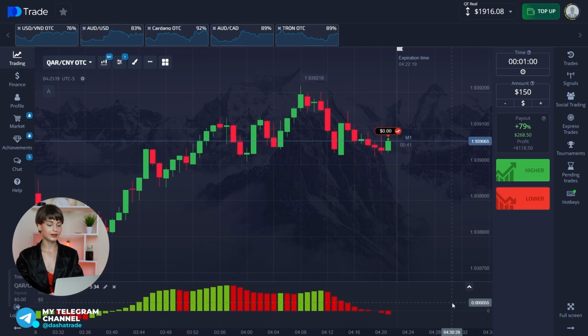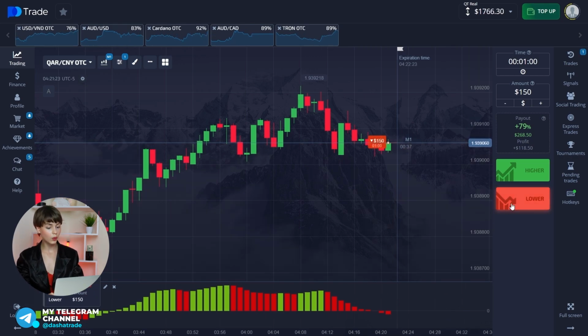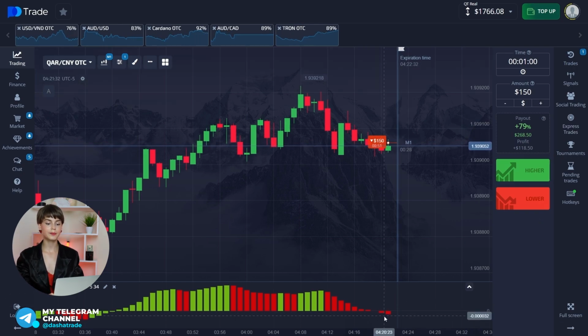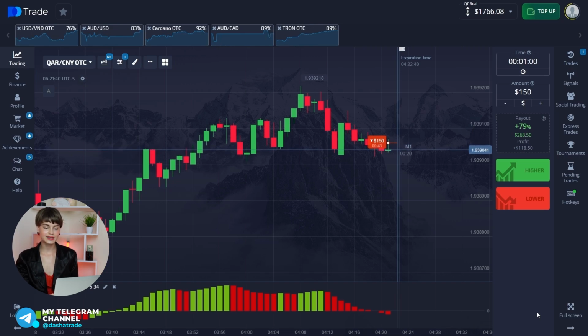Okay, guys, and look, we've got a losing deal, but it's fine. We can enter with lower, and we could even do x2. So enter with $300. There is a signal. We have two red candles below zero. So we can enter to win the previous deal back, as the signal tells us the price will go lower.